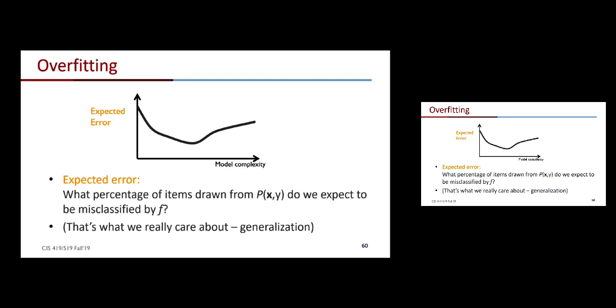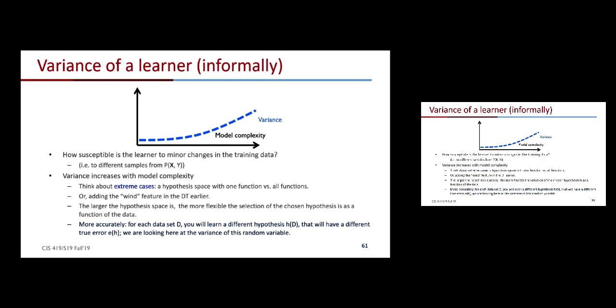So this is really what we care about, or some version of this, because we care about generalization. So how do we explain it? I'm going to wave my hand a little bit here, just to give you some intuition. Really there are two components that are involved in understanding overfitting.